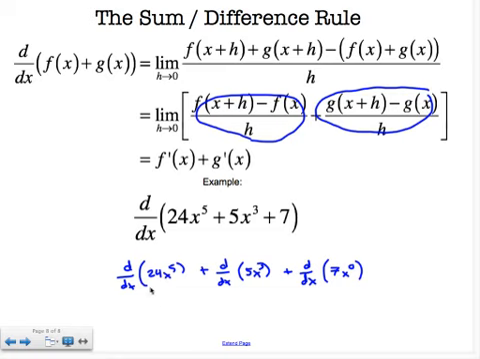Now, we just did this one, so this is 120x to the 4th, plus, what's the derivative of 5x cubed? Well, it's going to be 15x squared. And what's the derivative of 7x to the 0 going to be? It's going to be 0 times 7, which is going to wipe everything out no matter what's after this, so plus 0. And that's a little side note here: the derivative of any constant is going to be 0.